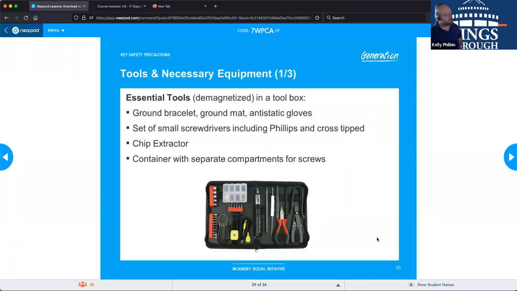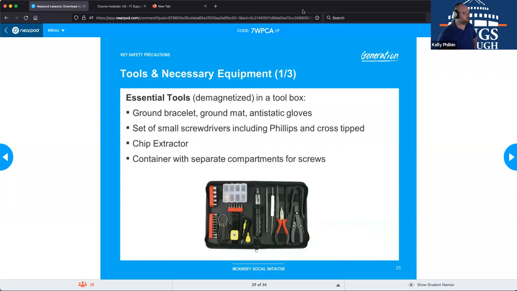And this type of kit is more for desktop computers. Laptops and mobile devices have a different type of kit, with much smaller screwdrivers and tools. You'll use pry bars, stuff like that. This is a basic kit for a desktop. You have this little hook thing right here.